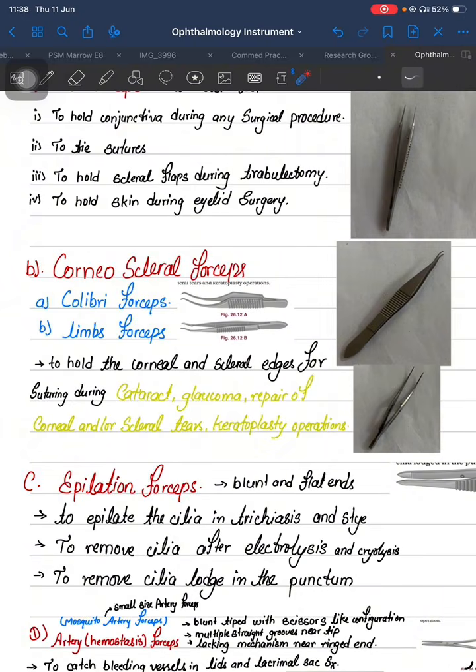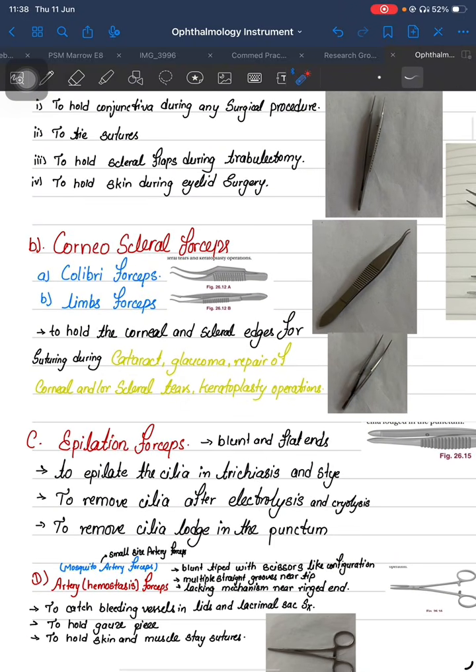Let's discuss the uses. The use is the same for colibri and limb forceps both. As the name implies, the corneoscleral forceps are used to hold the cornea and scleral edges for suturing during different surgeries such as cataract and glaucoma, for the repair of corneal and scleral tears, and for keratoplasty operations.